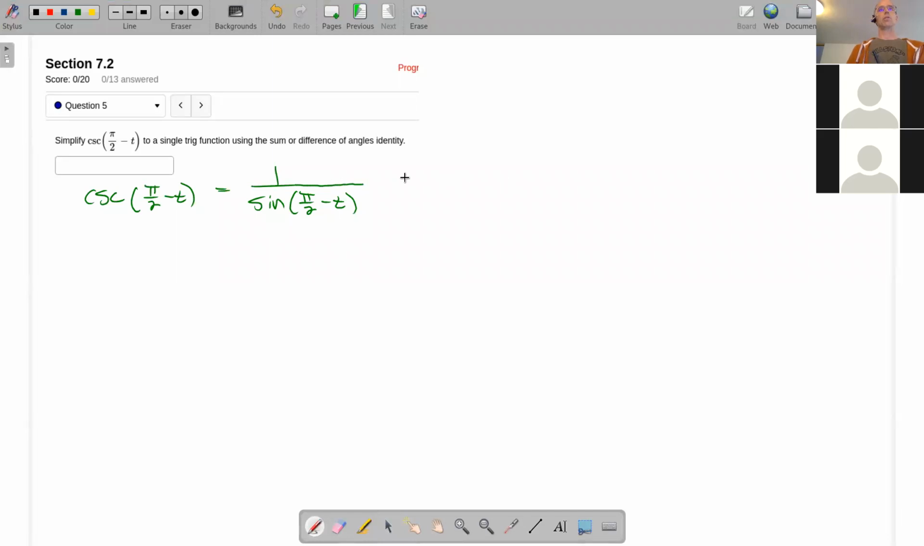So let's clean this up and see what we get. That's going to be 1 over the sine angle difference formula. That's going to give me sine of pi over 2 cosine of t. Sine gets the sine sign, right, so then we go cosine of pi over 2 sine of t. And then we clean this up.